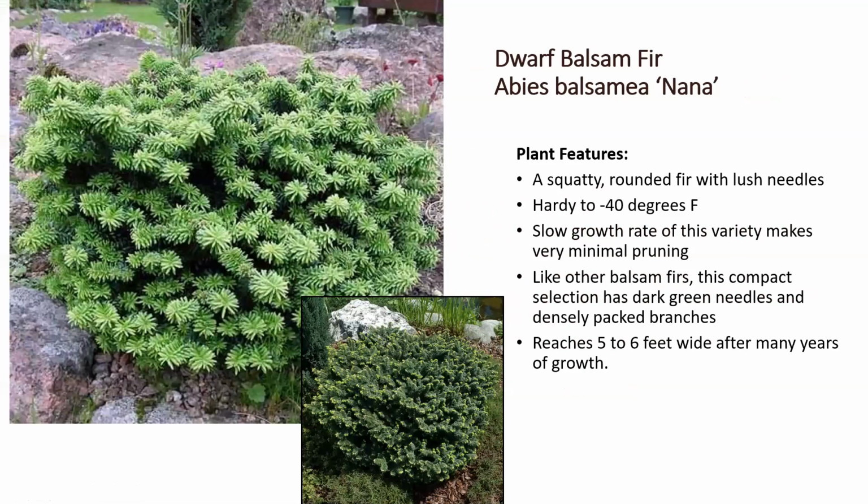Here we have such a cute little dwarf balsam fir. It's a very squat, rounded fir with lush needles. Like other balsam firs, this is compact, and it's a great selection for the dark green needles and densely packed branches. Again, it reaches about 5 to 6 feet wide.